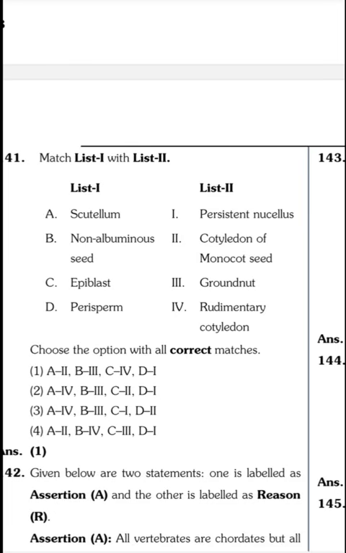Epiblast is rudimentary cotyledon. Perisperm is persistent nucellus. They have combined the 11th with 12th portions here. Perisperm, it comes in sexual reproduction in flowering plants. Perisperm is persistent nucellus, we call it as perisperm.